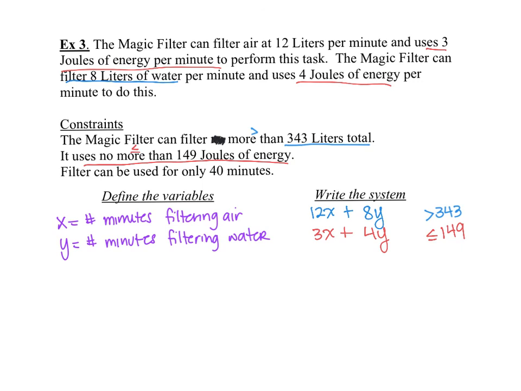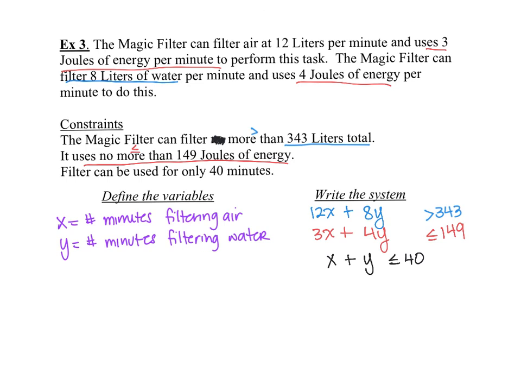Let's see what else. The filter can be used for only 40 minutes. So the number of minutes for the air plus the number of minutes for the water, only 40 minutes means I could use 40 minutes or less, so it must be less than or equal to 40. Those are my 3 constraints that they gave me.